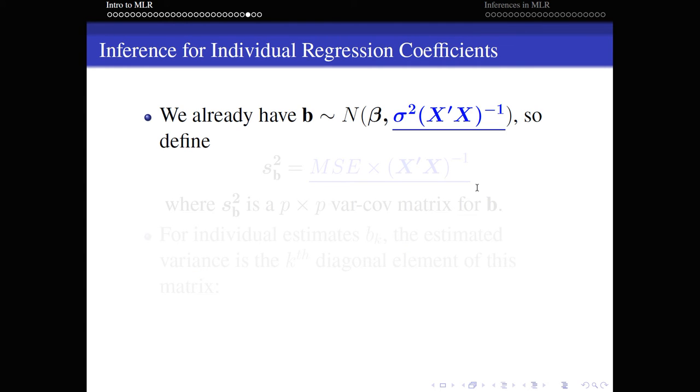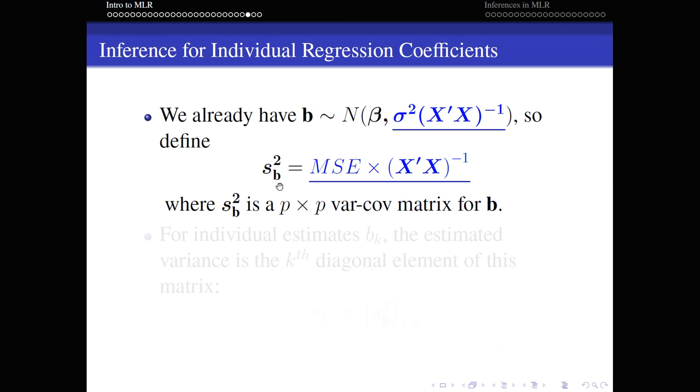All right, so what if we want to make inference for individual regression coefficients? Well, we already have the distribution of the vector of parameter estimates. We know that the mean is the vector of population parameters, that is, the vector of parameter estimates is unbiased. And the variance covariance matrix is sigma squared times (X transpose X) inverse. So when we're looking to create a variance of these terms to eventually get the standard error, the estimated variance covariance matrix just replaces the sigma squared with the mean squared error, and we still have (X transpose X) inverse.